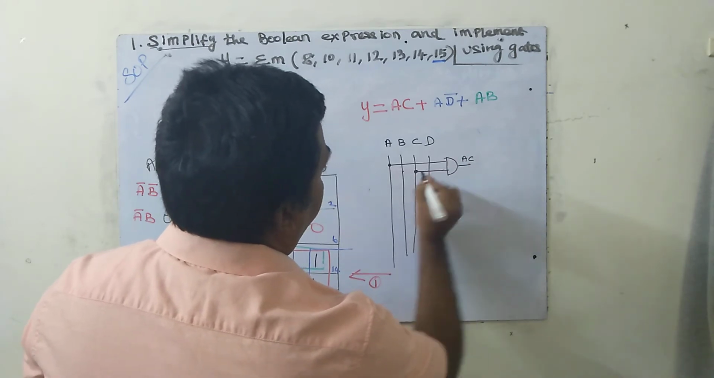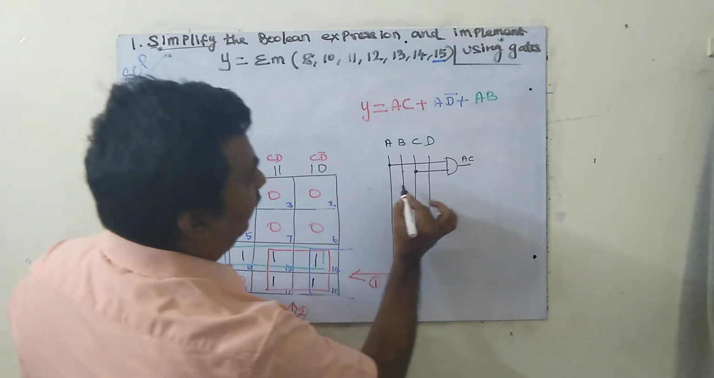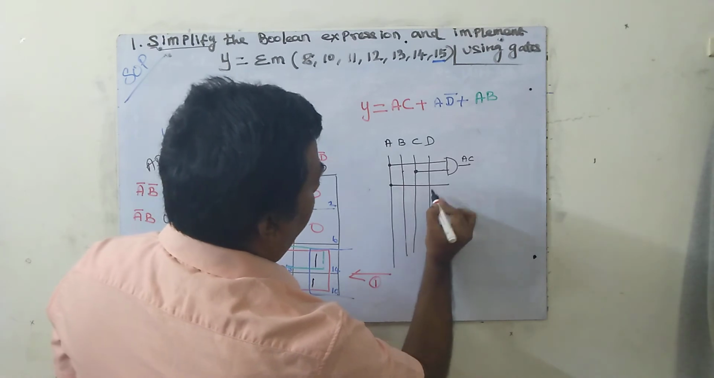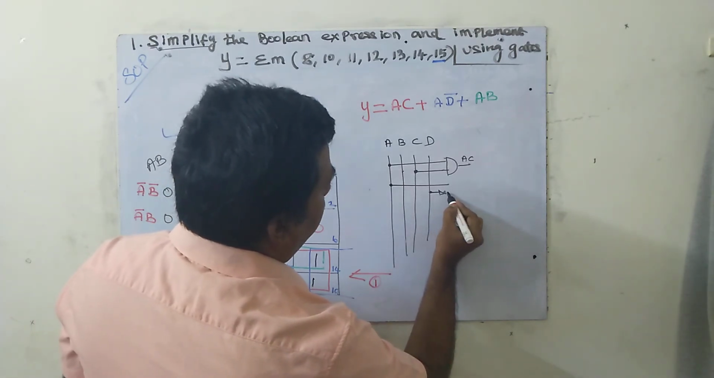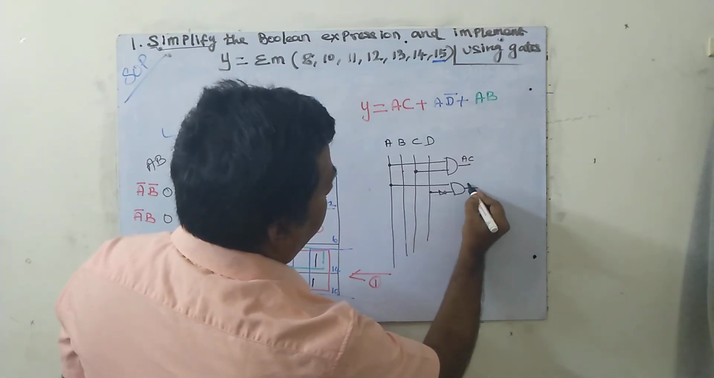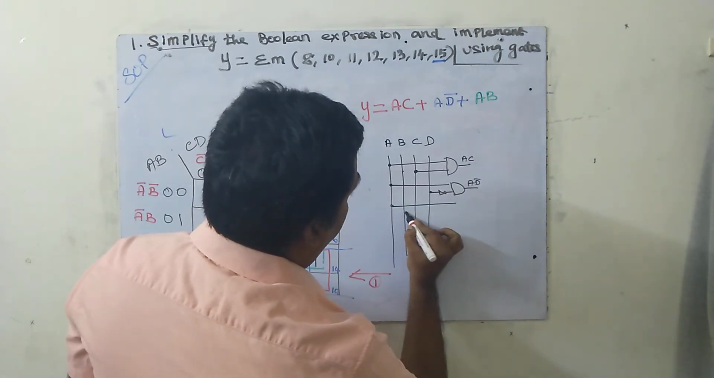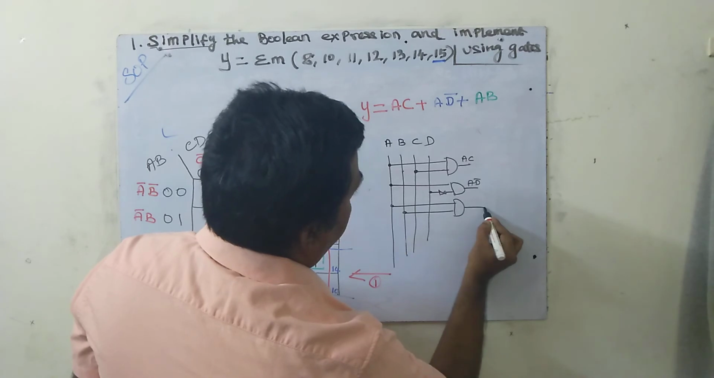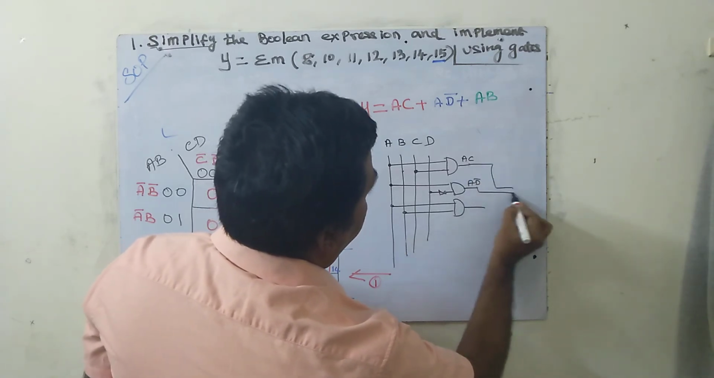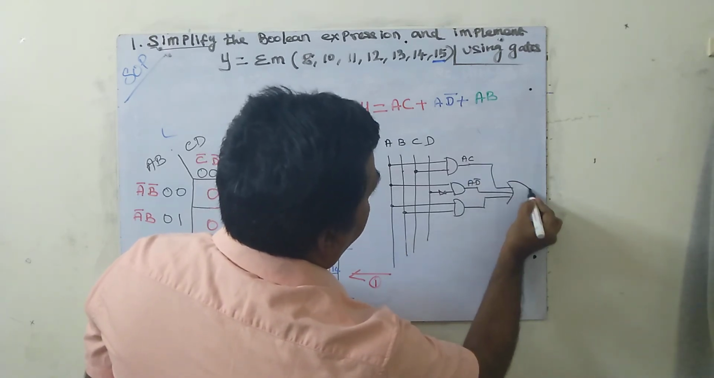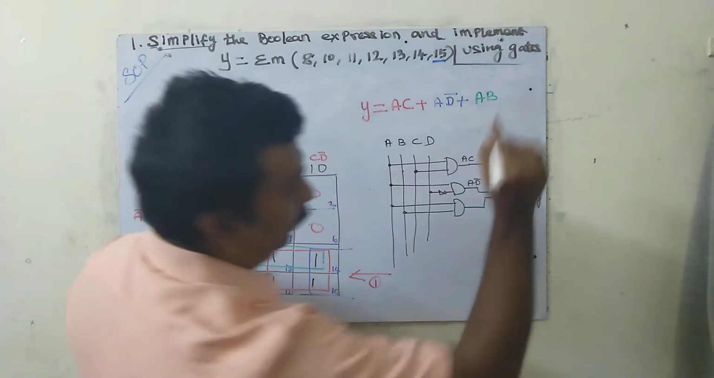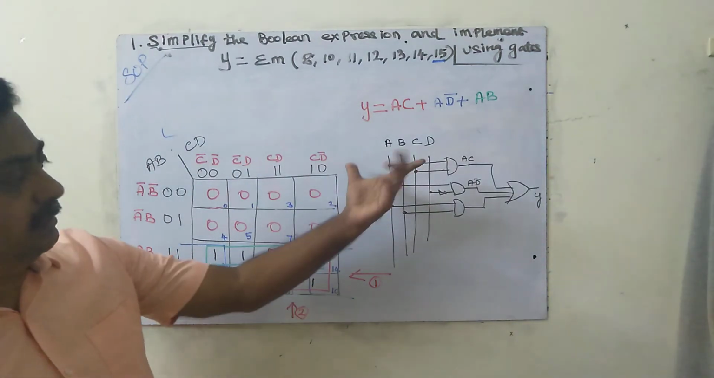See, if there is a connection, it means it is there. Next, A and D bar. What I am getting here is A D bar. Next, A and B. All those things, what are we doing? We are adding. Adding means OR gate. So this is the output Y. This is called implementation.